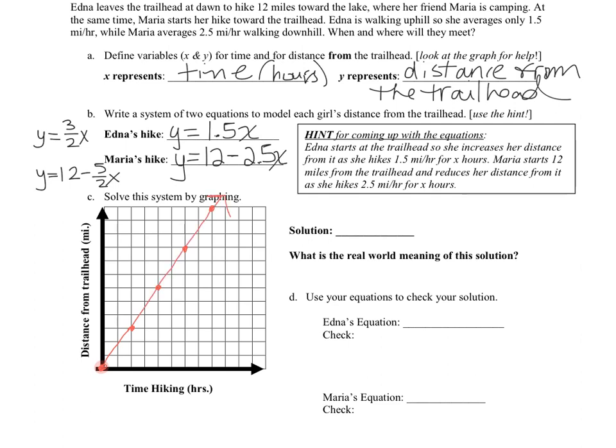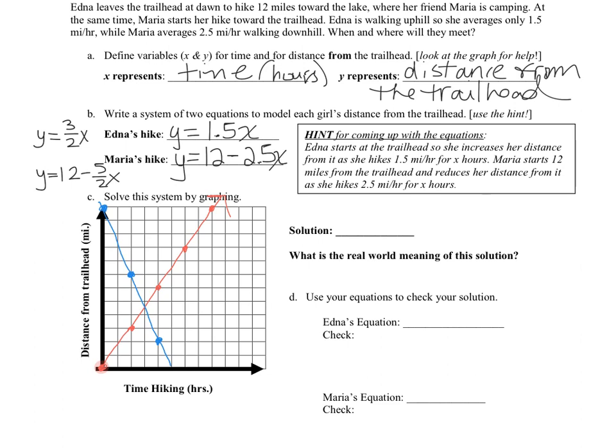And then let's do Maria's hike in blue. So she starts at 12. She's 12 miles, that's, if you count, actually 12. And she's going down 2.5 every hour. So I made that 5 over 2. So I'm going to go down 5 over 2, down 5 over 2. And so if you look, they do intersect somewhere, right?